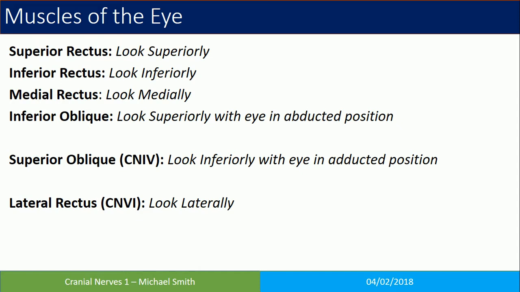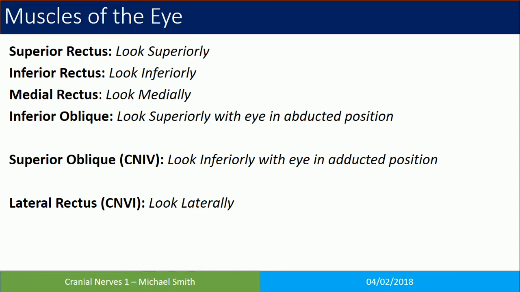Similarly, if you've got your hands on the sides, if you pull the one on the left, it will make it look left. And if you pull the one on your right, it will make it look right. So this means that our superior rectus, inferior rectus, medial rectus, and lateral rectus all make the eye move in the direction that the name suggests.